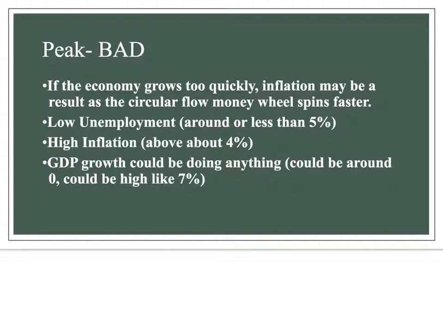Another bad part that could occur in a business cycle is the peak. If the economy grows too quickly, inflation might be a result as the circular flow money wheel spins faster. So we're going to have low unemployment as we're expanding. We're hitting that top part. We're going to have high inflation, above 4%. And in the 1970s, it was way higher than that. It was in the 10s. GDP growth could really be doing anything. It could be around zero as we flatten out and are about to hit a recession. Or it could be really high, like 7% GDP growth, and that's the cause of the inflation.